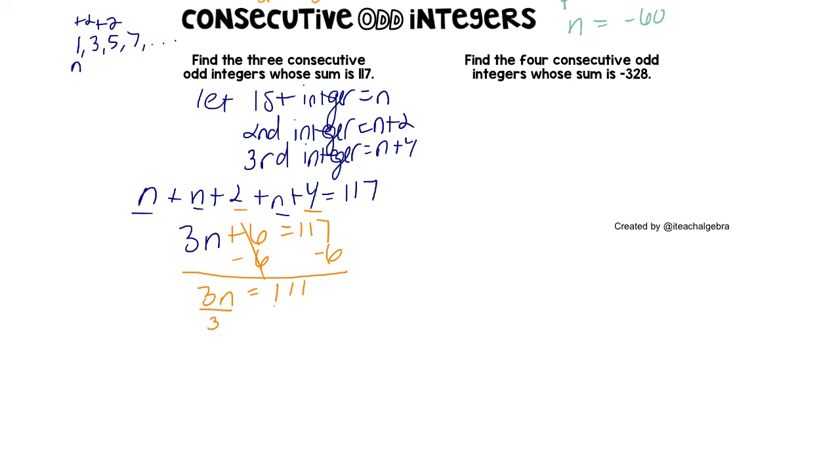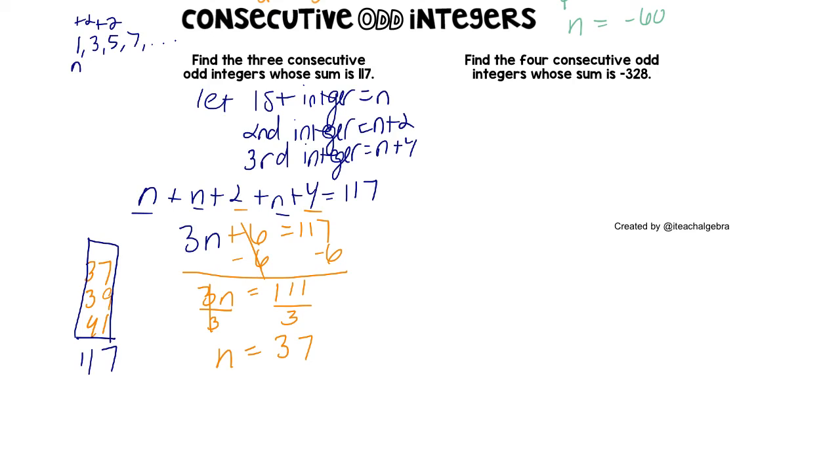We divide both sides by 3. We get n is 37. So it's our first odd integer. We want 3 in a row. So 37, 39, and 41. Let's add them up. They add to 117. We've worked right through it. 37, 39, and 41 are the three winners.